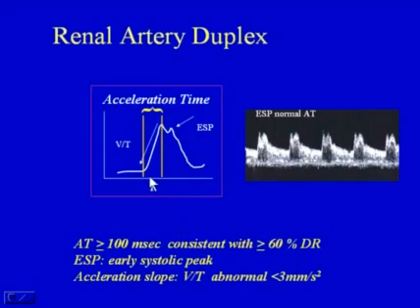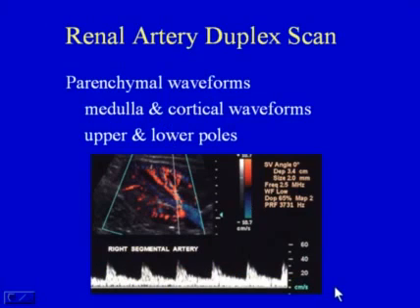Here's just a diagram showing you what you're measuring. Here's your time frame down here on your scale, and you're measuring the onset of systole to the first peak. Parenchymal waveforms are helpful in measuring the resistive index and identifying the absence or presence of medical renal disease. So you want to assess both the upper and lower poles. By using color Doppler here, you can see that you have nice filling throughout the kidney.